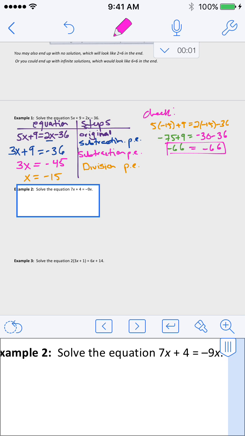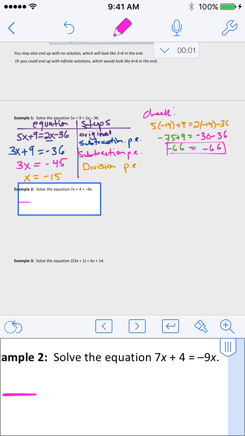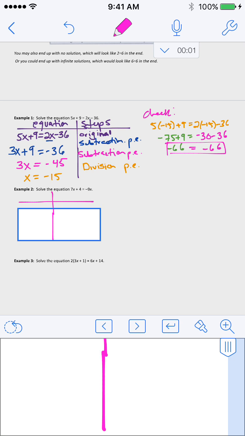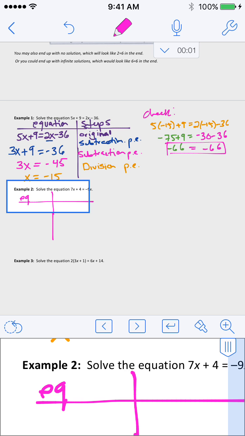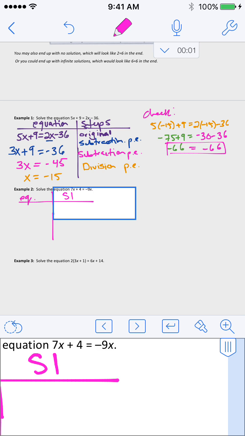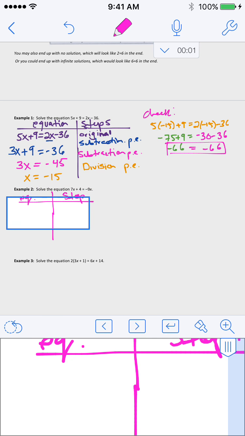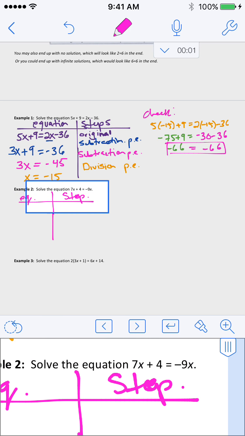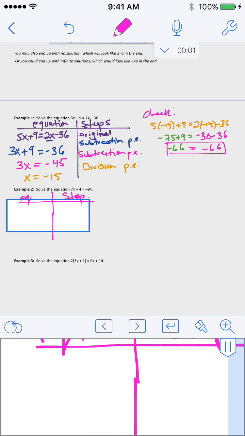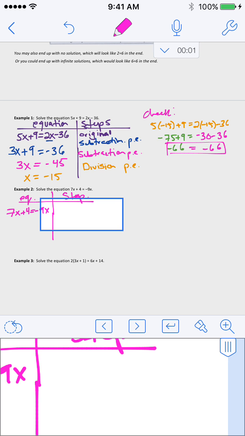Let's do this one together. So we'll set up a table, right? Equation on this side, steps on that side, and then we'll start with the original. So we want to solve the equation 7x plus 4 equals negative 9x. 7x plus 4 equals negative 9x. That is our original.